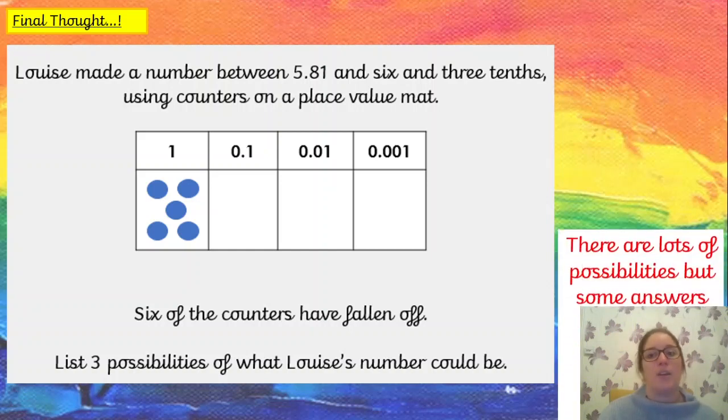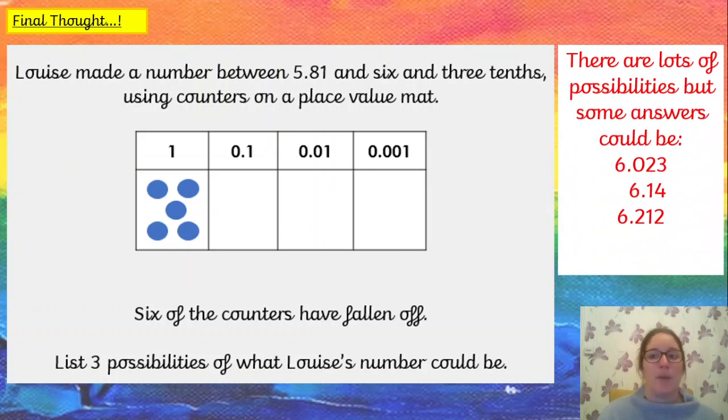Okay, so as I said, there's lots of possibilities, but some answers could be, so if you need to add 6 counters, you can add 1 counter here, because then you'll have 6 because the number is between 5.81 and 6.3. So you could put 1 here, 0 here, you could put 2 counters here, and 3 here. So 3 there, 2 there, 1 there would give you the answer of 6.023, and it uses 6 counters.